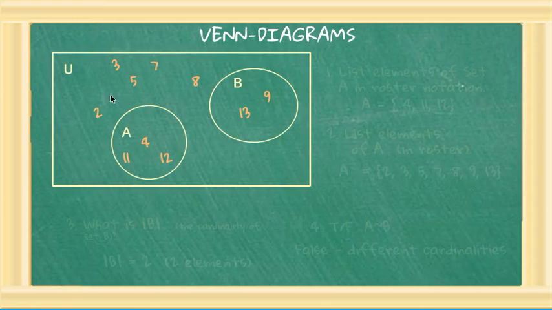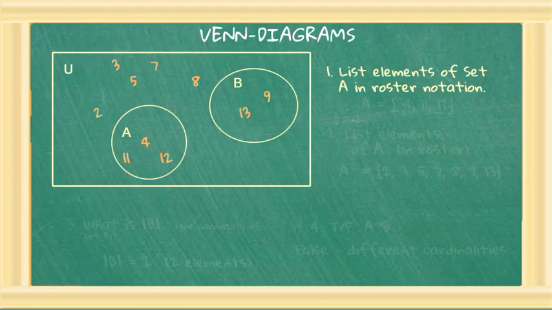All right, here's a Venn diagram. The U stands for the universal set. Everything in this box or rectangle is in our universal set. That's everything involved. We see a circle here that is set A, another circle representing set B, and everything that's not in those is still in the universal set.